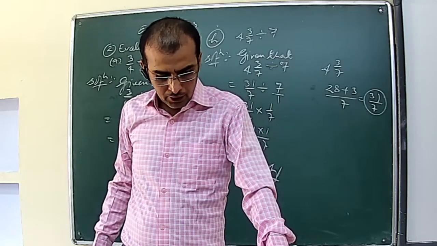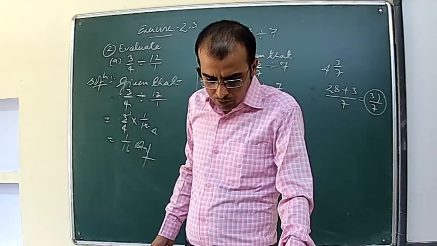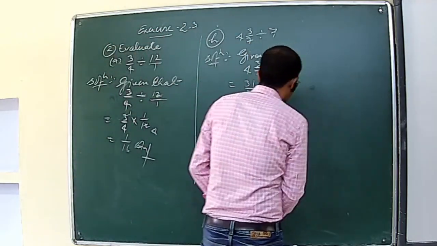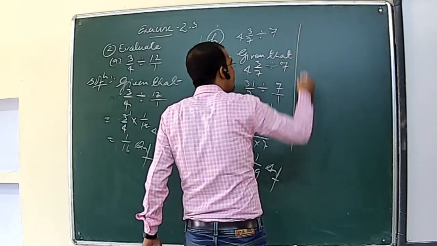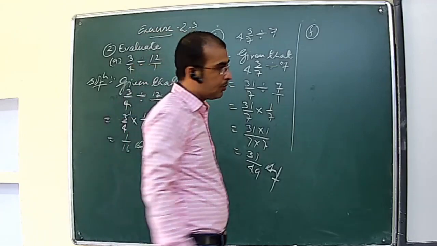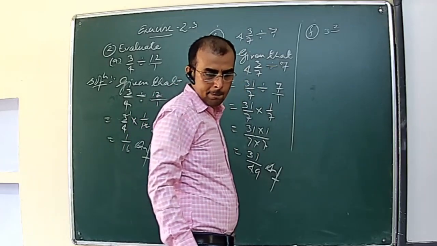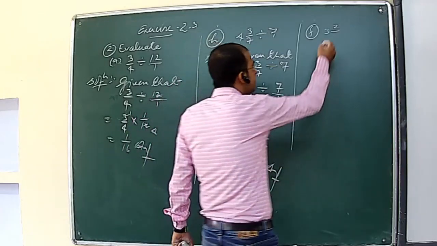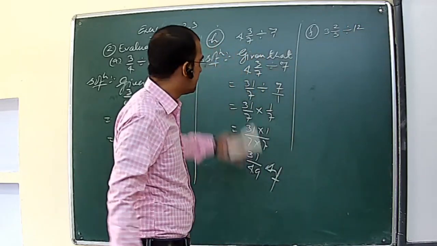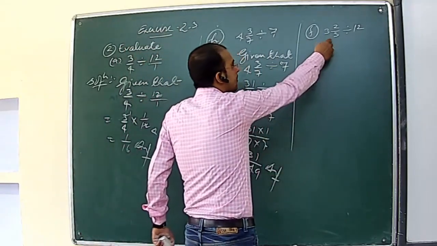One more part I am taking from question number 2. This is the F part of question number 2, F. 3 whole 2 by 3 divided by 12. Is it clear? Similarly, by this process you will solve. Again, this is a mixed fraction.